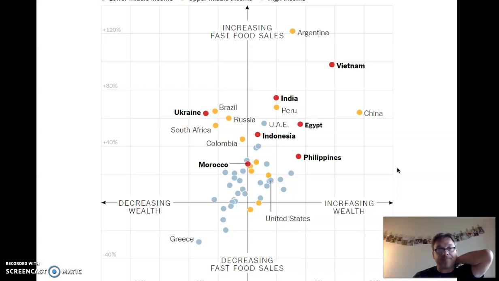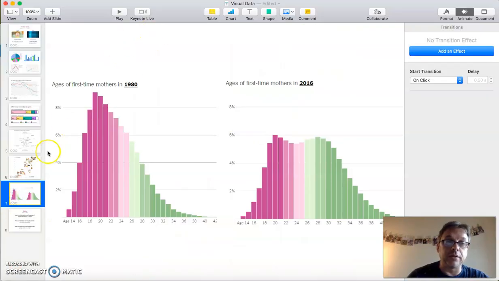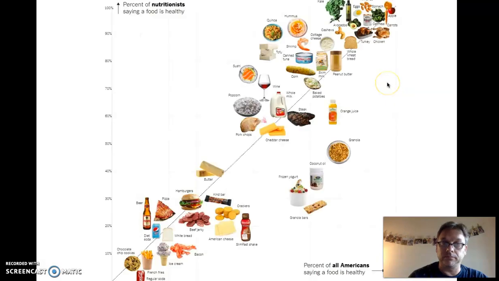Let's try another one. Get my chart to work. There we go. So this one, again, we have the X and the Y. The Y is, again, percents from 0% all the way up to 100. The percent of nutritionists, people who study healthy eating, that say a food is healthy. Here, again, a percent, the percentage of all Americans saying a food is healthy. So Americans saying this food is healthy, food scientists, nutritionists who are saying this food is healthy.